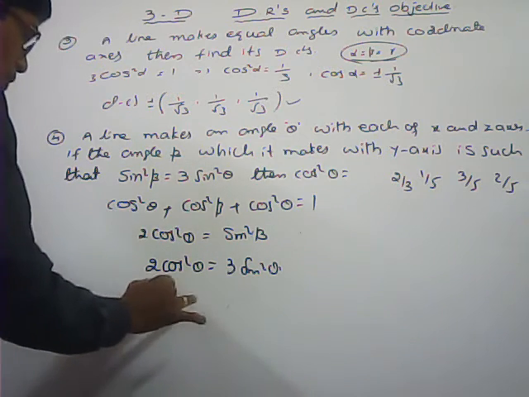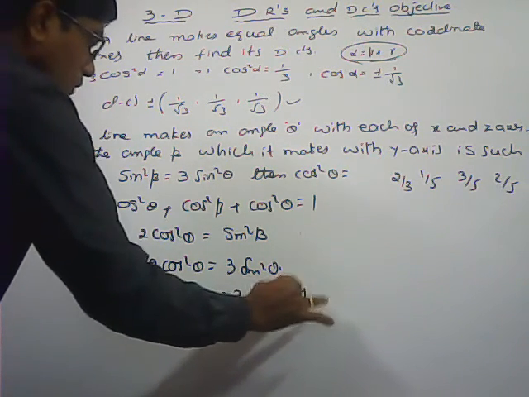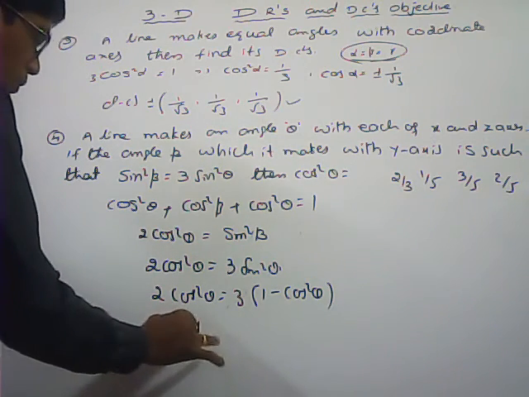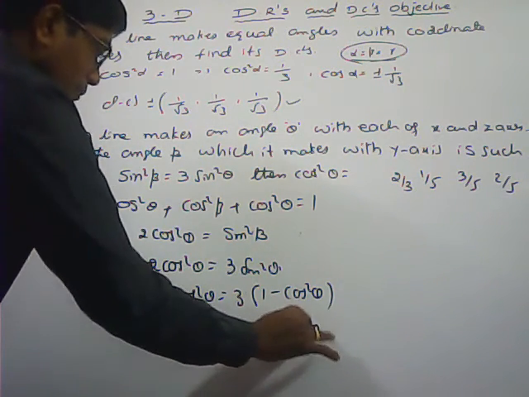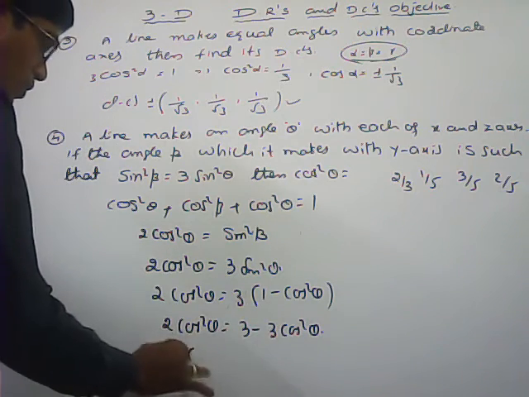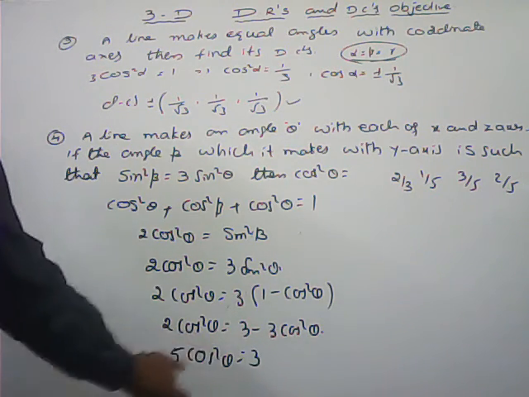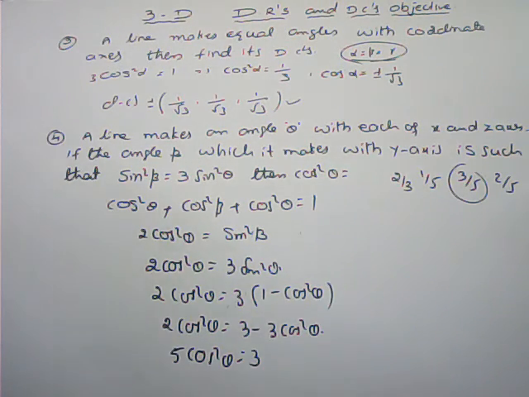Again, 2 cos square theta is equal to 3 into sin square theta, which we can write as 1 minus cos square theta. So 2 cos square theta is equal to 3 minus 3 cos square theta. So 5 cos square theta is equal to 3. Cos square theta is equal to 3 by 5. Here they are asking only for cos square theta.